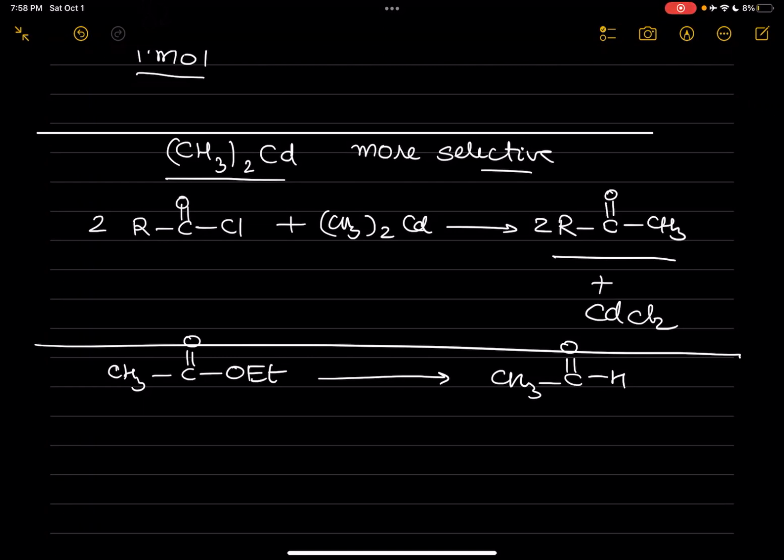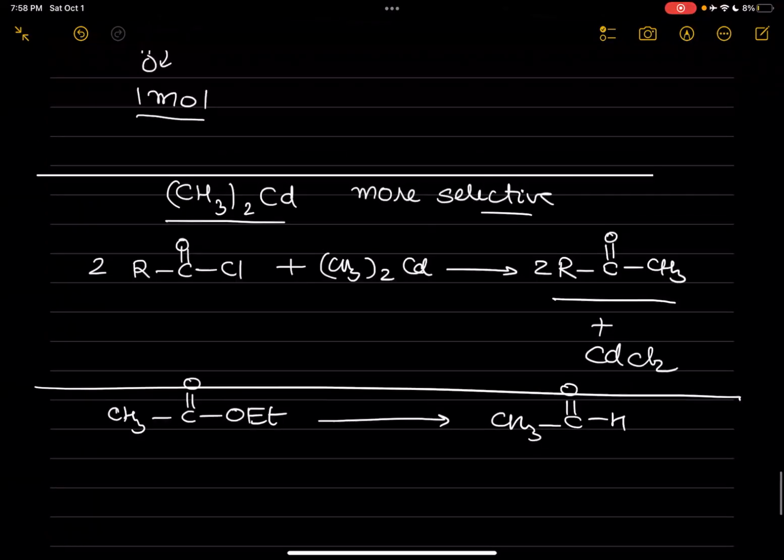No, cadmium is not the reducing agent. That is just for the organometallic: instead of alkyl magnesium halide, you take alkyl cadmium. The hydrogen is reduction. But how are you going to bring in that hydrogen?